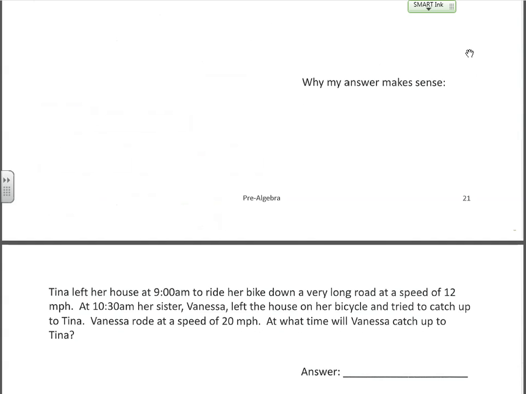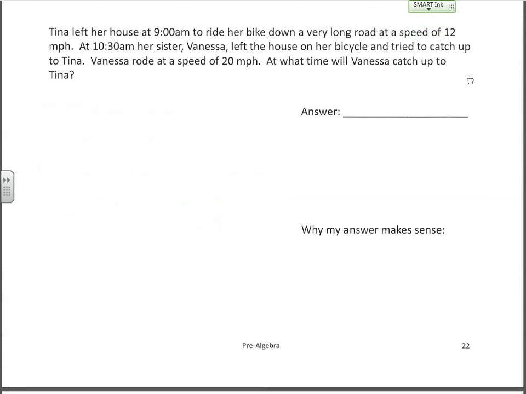The next page, Tina left her house at 9 a.m. to ride her bike on a very long road at a speed of 12 miles per hour. At 10:30 a.m., her sister Vanessa left the house on her bicycle and tried to catch up to Tina. Vanessa rode at a speed of 20 miles per hour. At what time will Vanessa catch up to Tina?